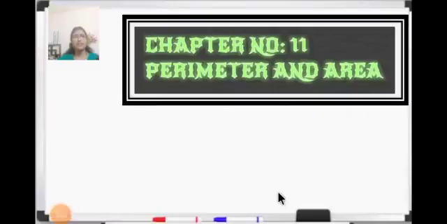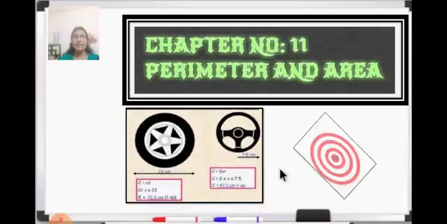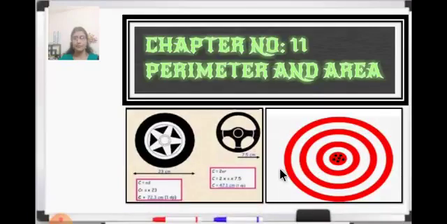And students, Sai Ram. Let us continue with the same chapter, chapter number 11, perimeter and area. Today we will do some word problems based on circumference of circle as well as area of circle.